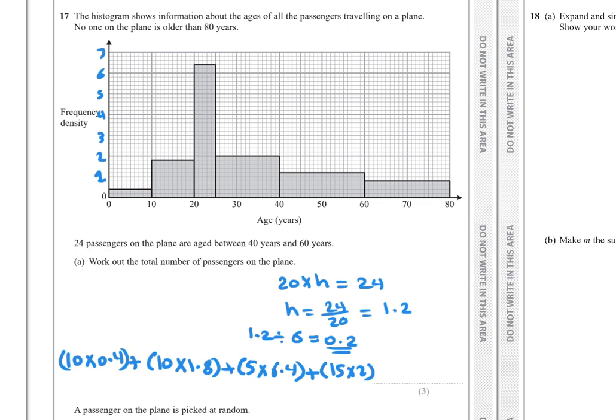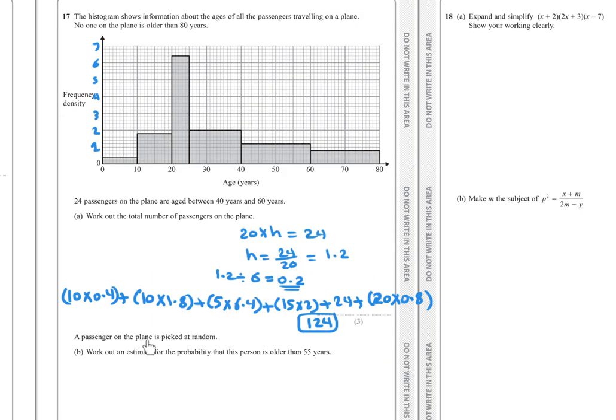is given to you, which is 24. And the last one from 60 to 80, so 20, 20 times 0.8. Now it equals 124.